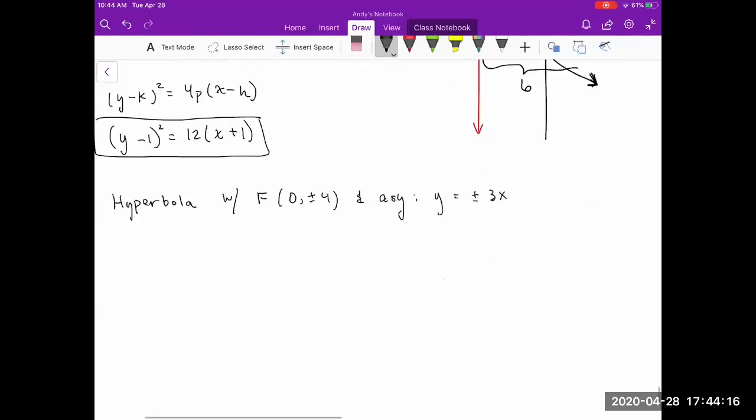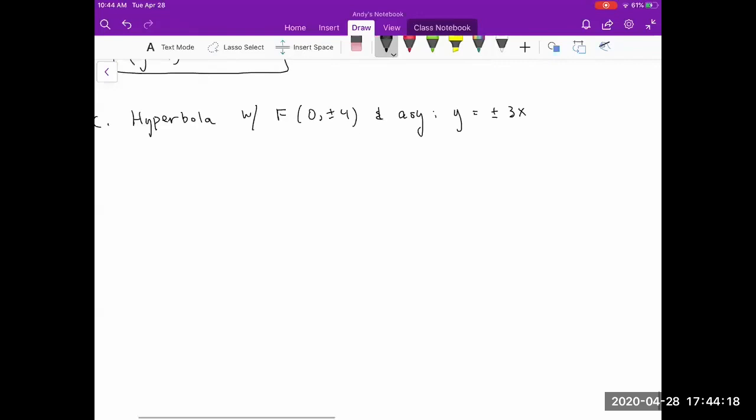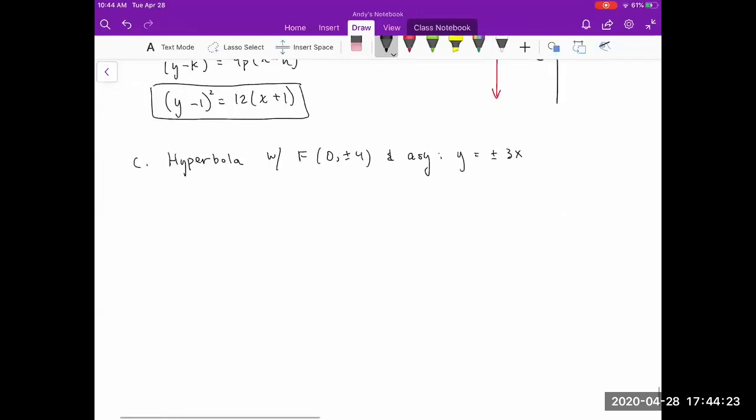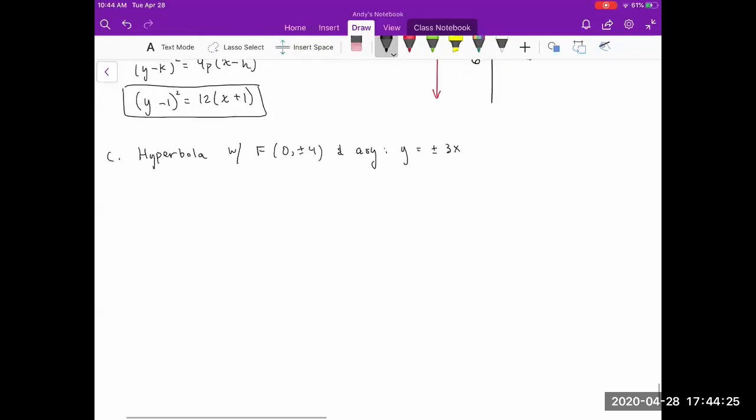So let's see if we can figure this one out. This one seems a little hard with the asymptotes throwing me off. Let's see.